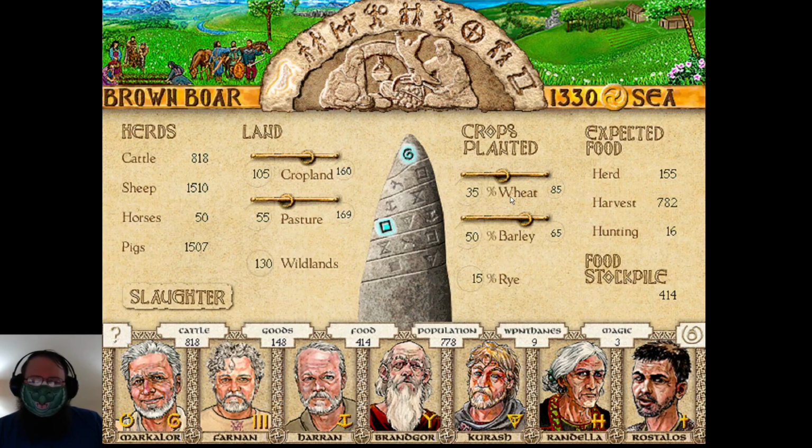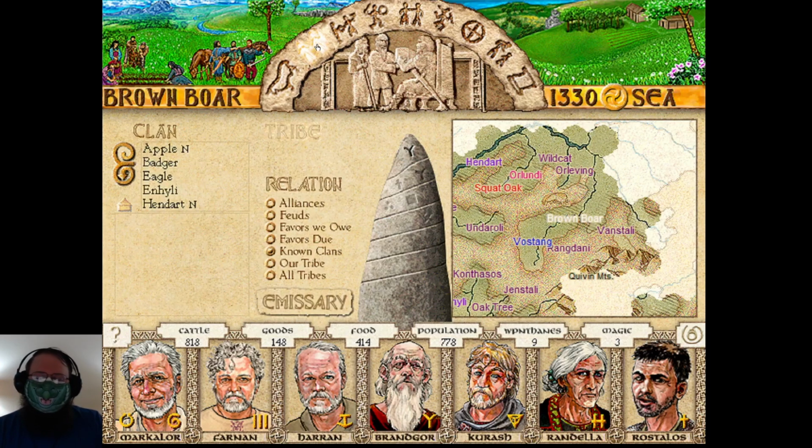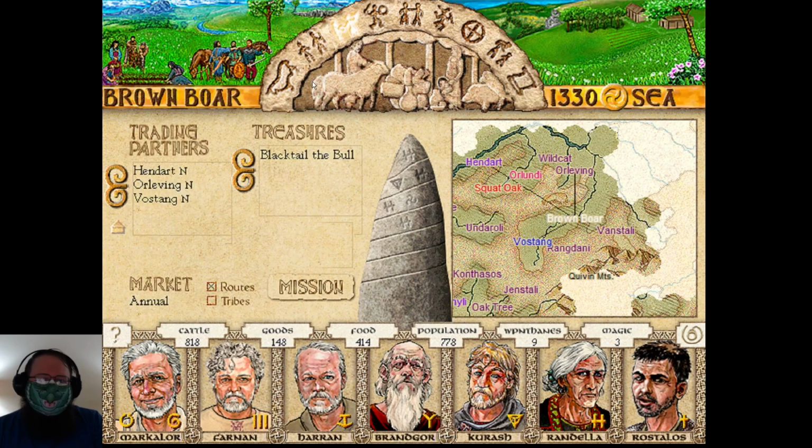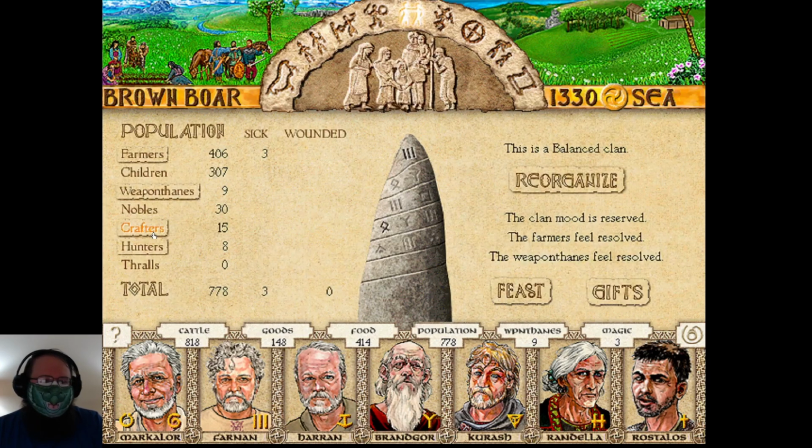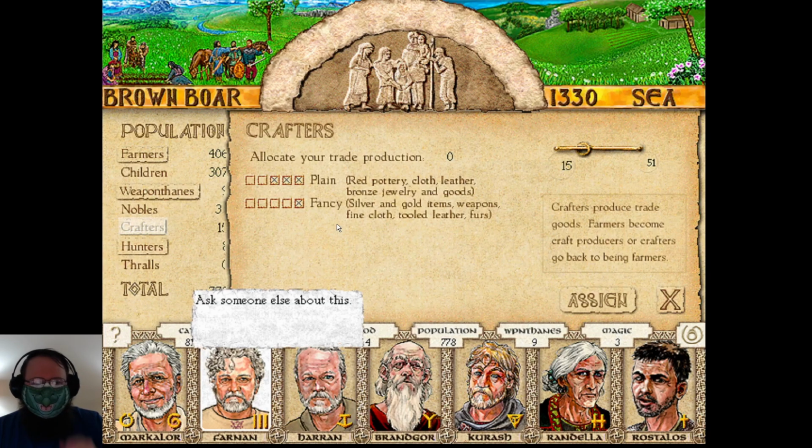And apparently there's optimal things for a bunch of these. But yeah, the newer version takes out a bunch of this kind of thing. I just don't know. It's okay that some things aren't optimal. That's not really what we're here for. What we will do is 15 crafters. Can we get more crafters? Ask someone else about this.